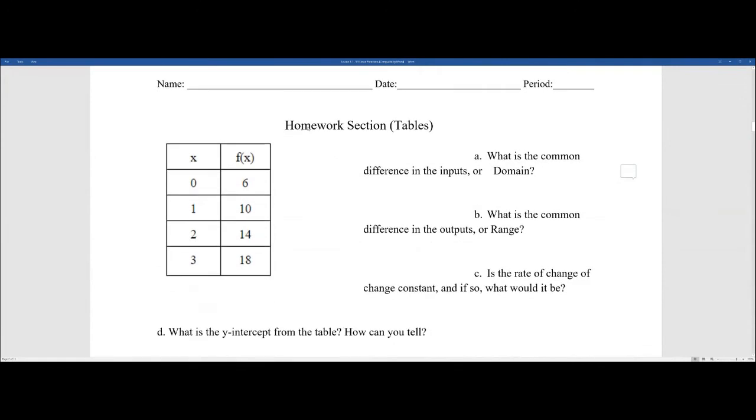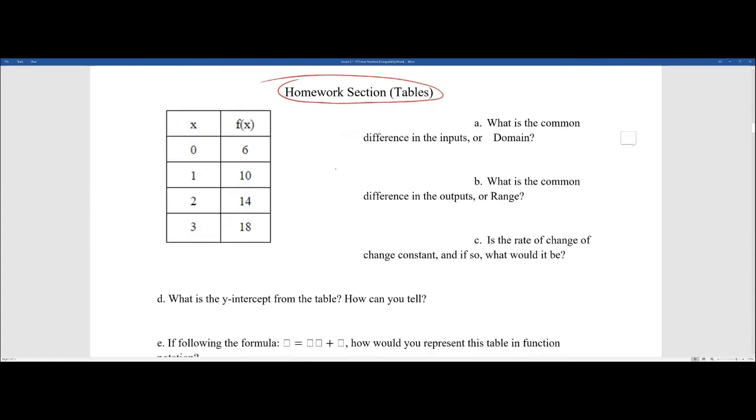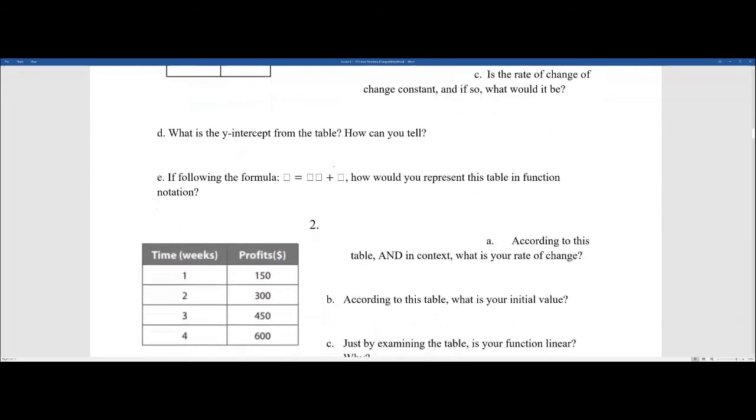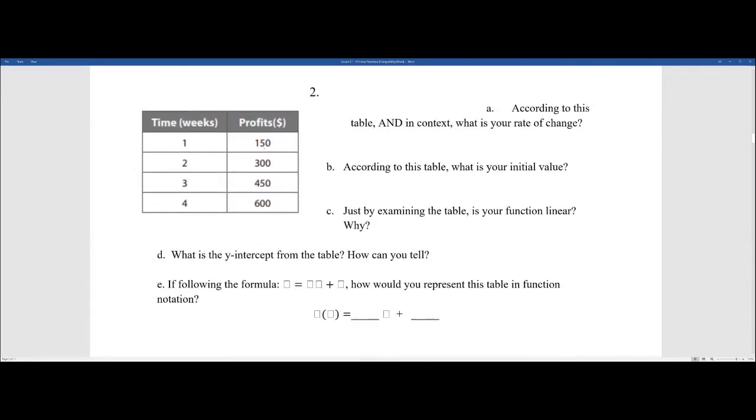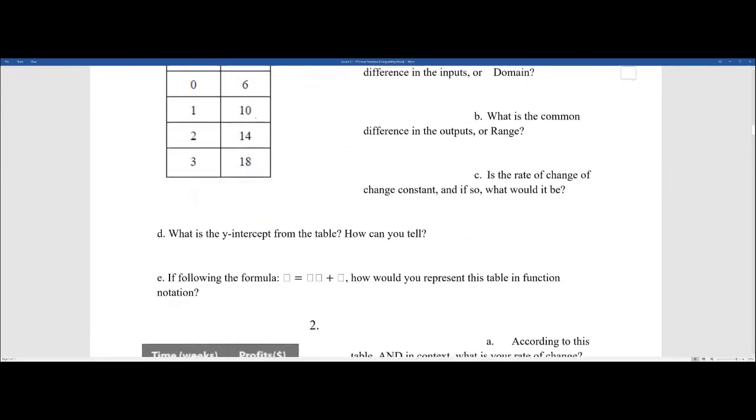All right, so here's your first homework assignment. This is for you, this whole page. Go through each problem. Notice there's no context for number 1, but for number 2, there's context. You're dealing with money per week. So find your common difference, the same as in my examples. Go ahead and try it. Number 1 and 2, try all the parts.